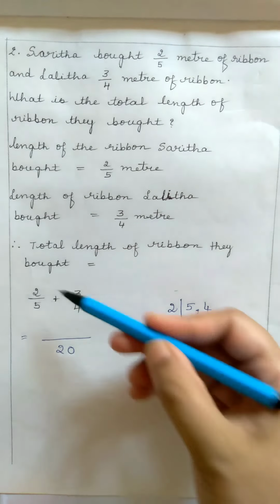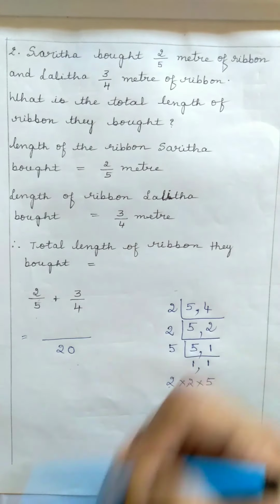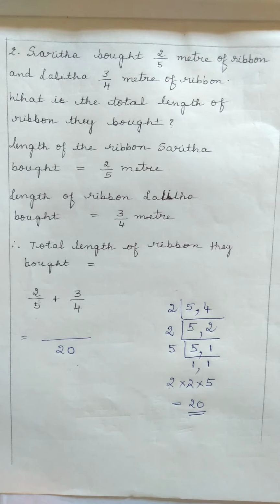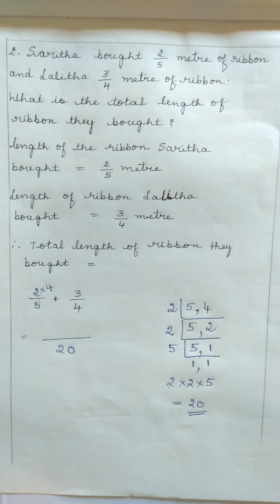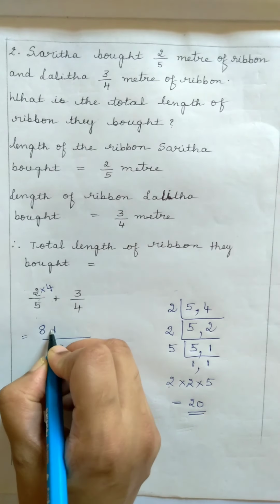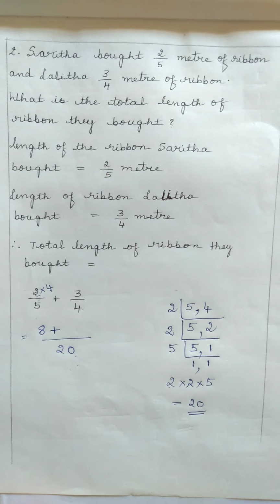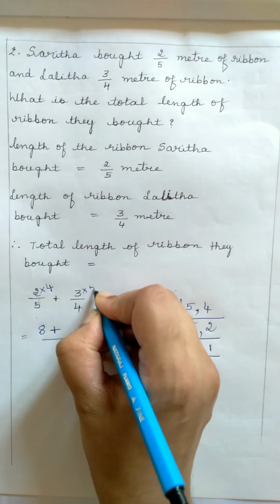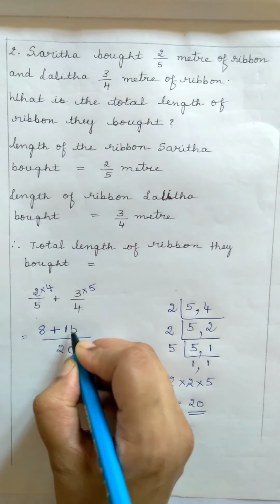Now, we have 2 by 5 and the LCM 20. We know that 5 how much are 20? 5 4s are 20. So, multiply that 4 to the numerator. So that 4 2s are 8 will be the answer. Plus, we have 3 by 4 and the LCM is 20. So, 4 how much are 20? 4 5s are 20. So, multiply that 5 to the numerator. So that we get 5 3s are 15.